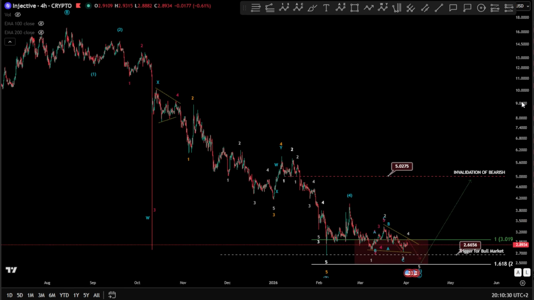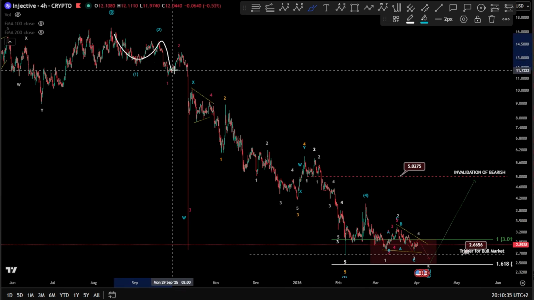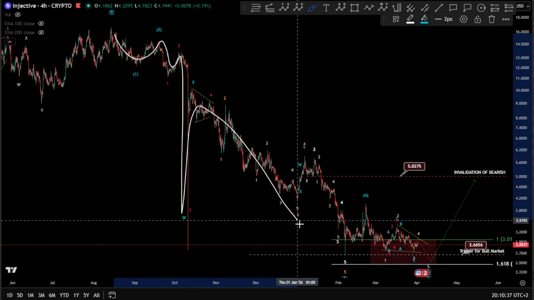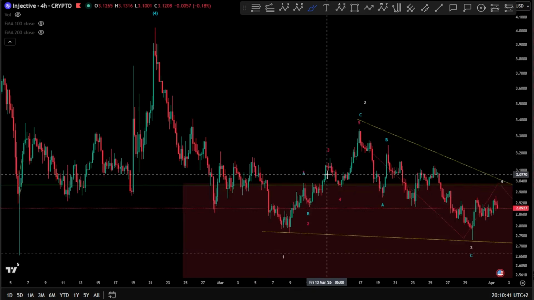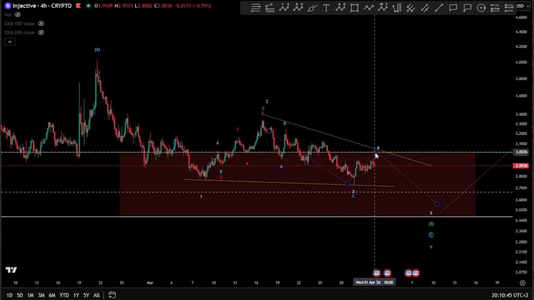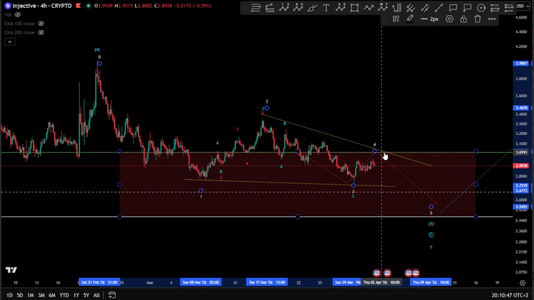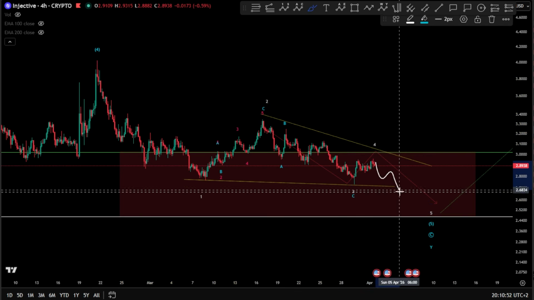Injective. For Injective, we are looking at the 4-hour chart here, finalizing our double 1, 2, 3, 4, and a 5, and then 4 and a 5 here. The final wave 5 for Injective, in a 1, 2, 3, 4, 5 ending diagonal, where we got our wave 4 finished potentially here by taking the high, and we might finish up with the final wave 5.